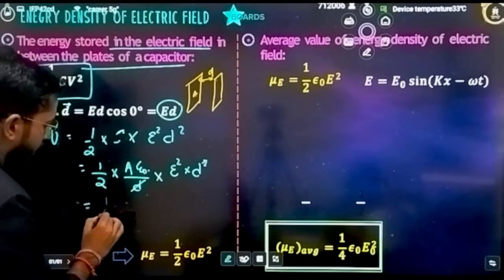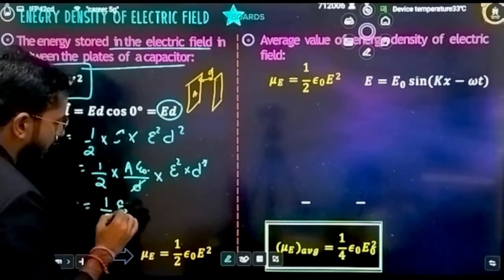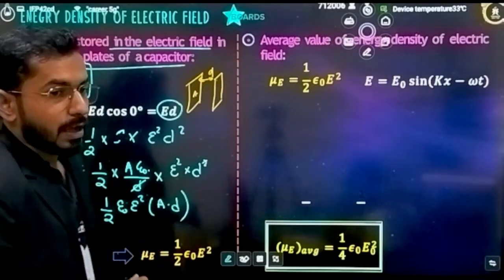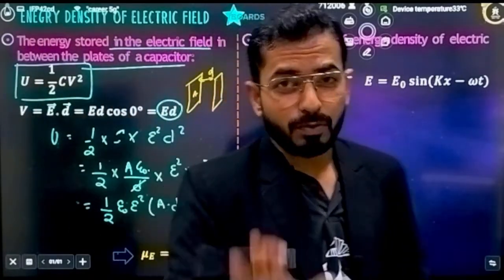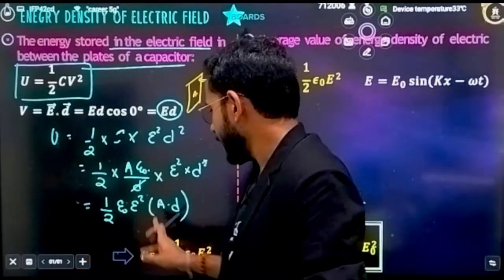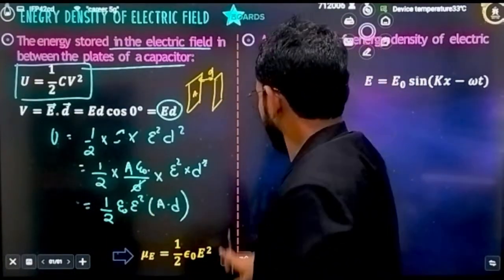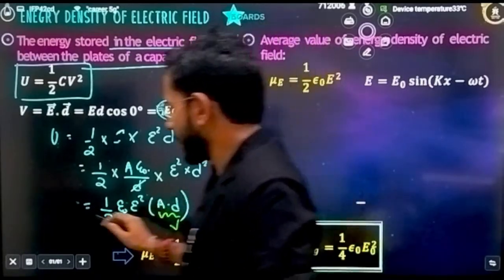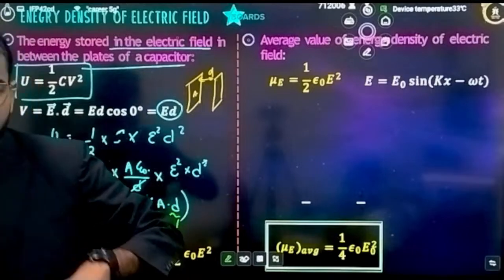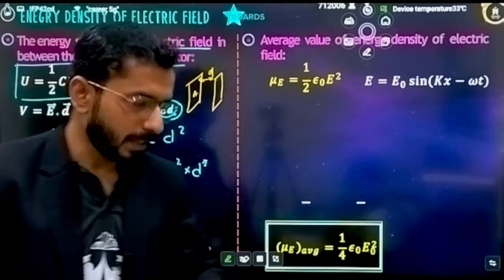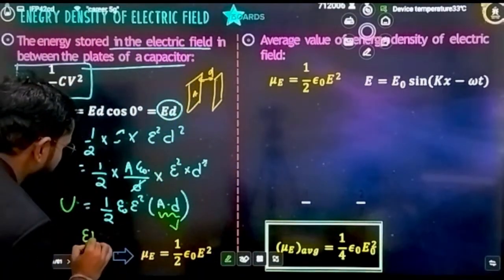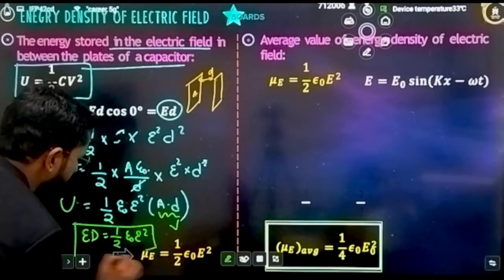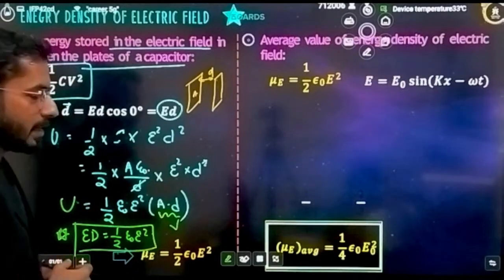What are the things that are left? Write it once. It will be half epsilon naught E square, and here it is A into D, area into length. I've told you a lot of times, whenever we did volume conservation and this kind of thing, area into length we always take as volume. So what I can further write is energy divided by volume, which we define as energy density. So energy density is defined as half epsilon naught E square.